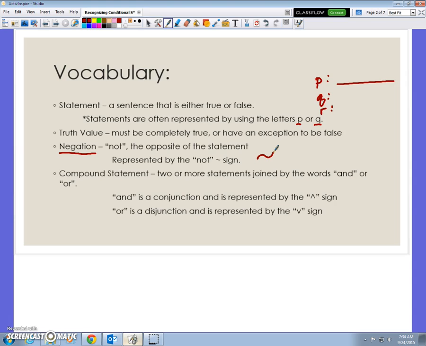A compound statement is when you have two statements joined by the word and, which we're going to call a conjunction, or the word or, which is a disjunction. An and sign is this guy. It's a connector. So if I want to say p and q, I would write it like that. That would be referring to statements p and q, and that would be a conjunction with the word and. If I wanted to use or, I would do p or q. Now the way I remember and is that and starts with A, and this looks like an A if you put the bar in between. So the one with the pointy top, that's and. The other one's or.